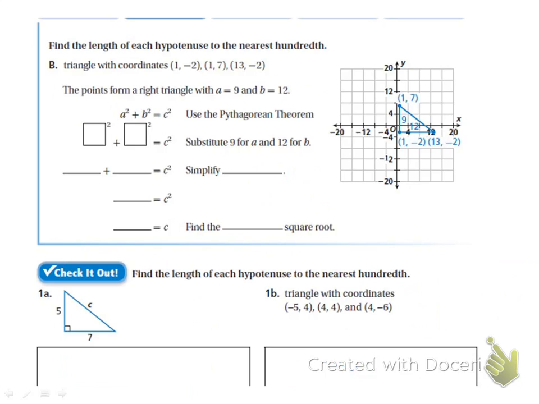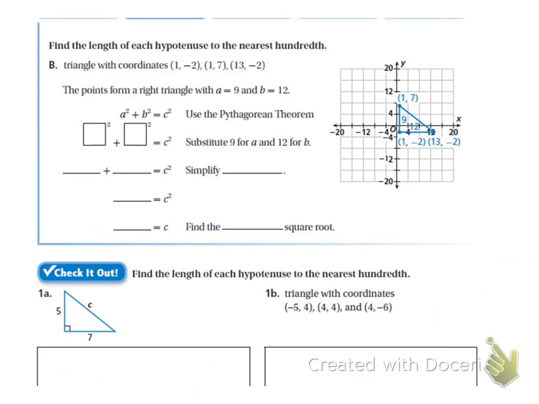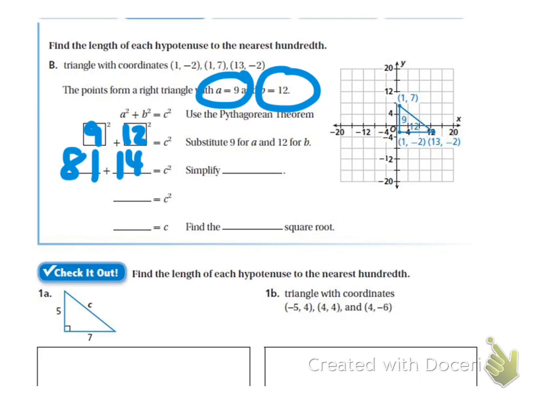Okay, now let's do letter B together. Find the length of each hypotenuse to the nearest hundredth. They gave us the sides based on the coordinate graph, so we have to look at the coordinate graph to determine what they are. Looking at the graph, A is 9, and 9 times 9 is 81. B is 12. 12 times 12 is 144.